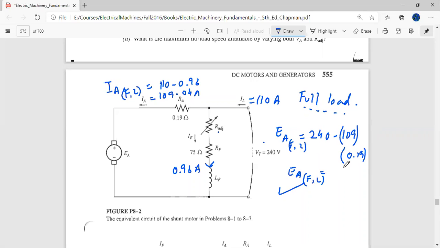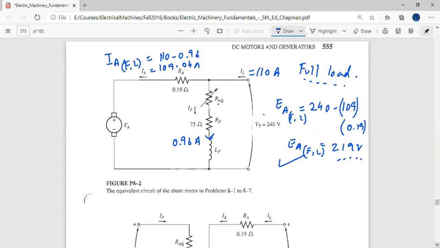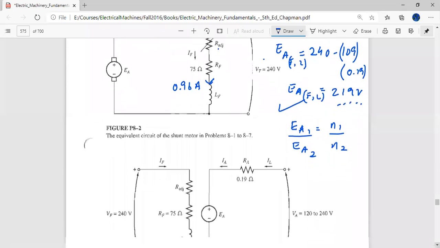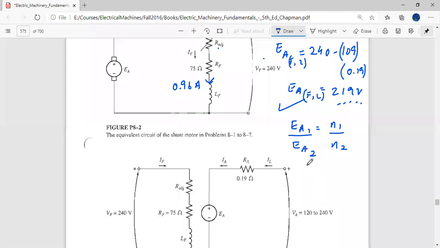EA at full load, the new value will be about 219 volts. Please verify this answer. Now in the proportionality equation, EA1 is proportional to N1 and EA2 is proportional to N2. So now I need two operating points. I know the second operating point: at full load, my EA is 219.